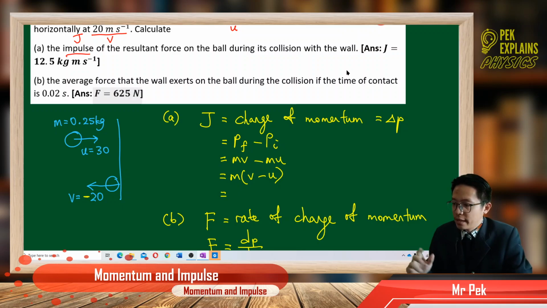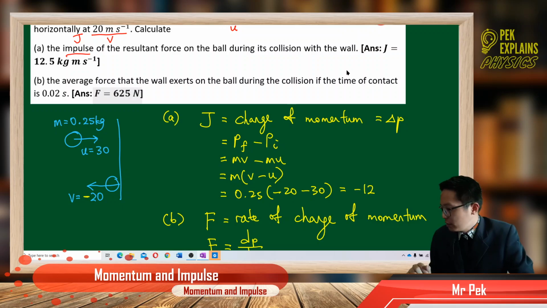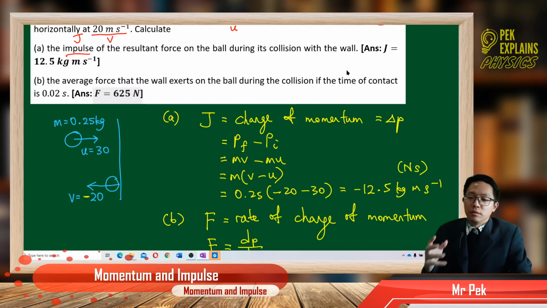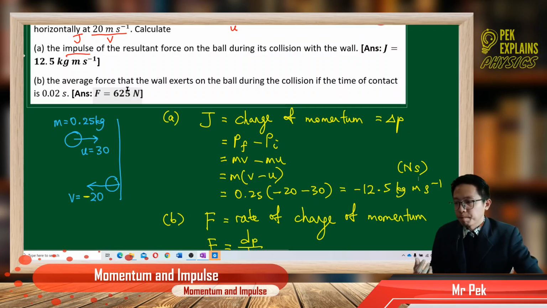We already have the mass, 0.25, and then the final velocity negative 20 minus the initial velocity 30. And what do we get? We get negative 12.5 kilogram meter per second, or you can also put the unit as Newton second. Impulse has two units, either kilogram meter per second or Newton second.